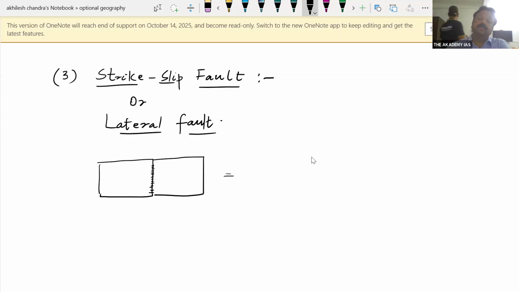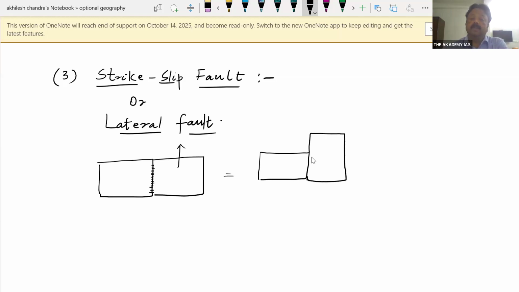There is horizontal movement of this block. Suppose that this moves forward. So you'll find that there is a movement of block. Let's say this block goes up over here. So it is but obvious. This part will be the graben. ये part क्या होगा बच्चे? This is graben. Horizontal movement है. And here it will be the horst. This part will be elevated. So it becomes horst.